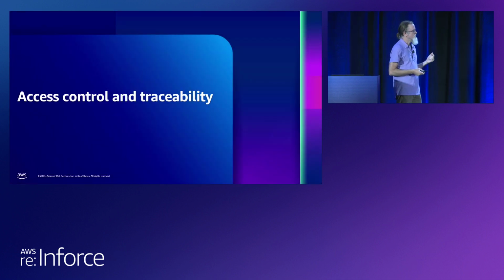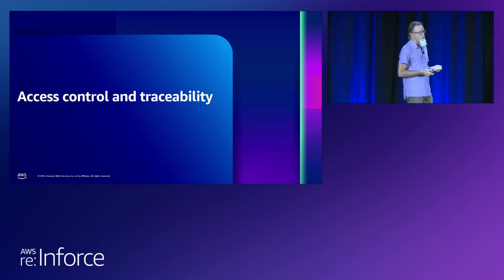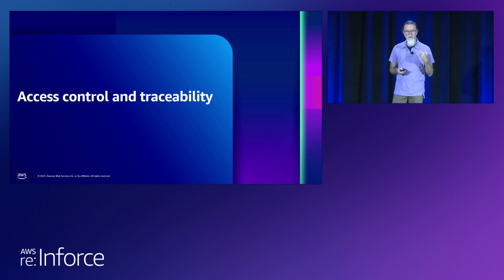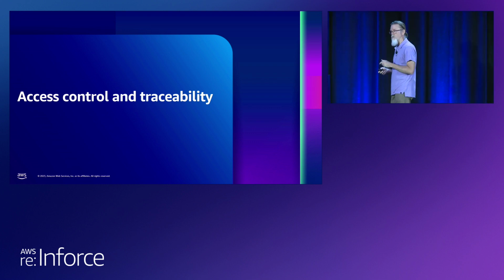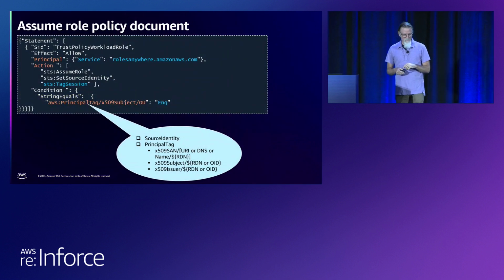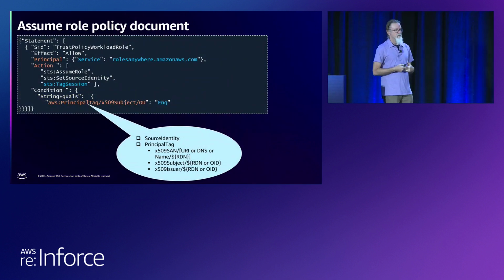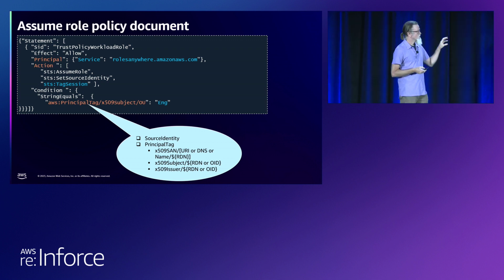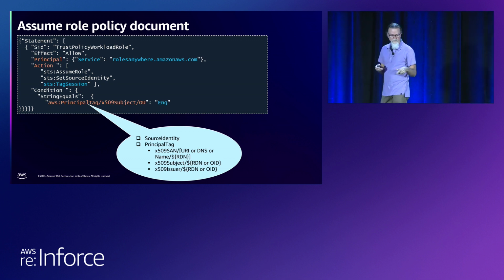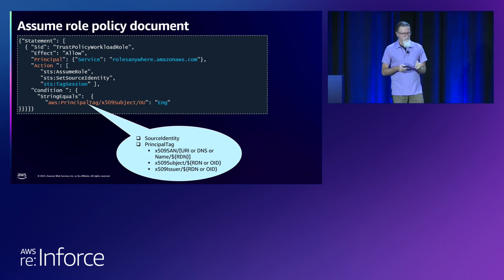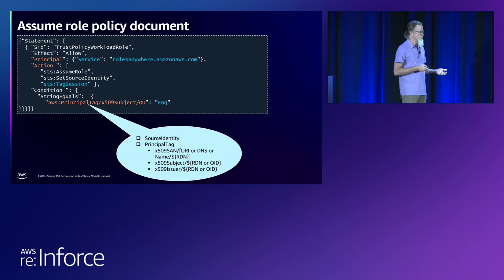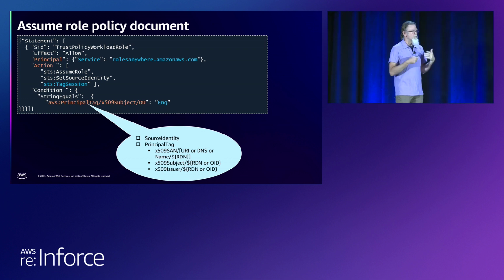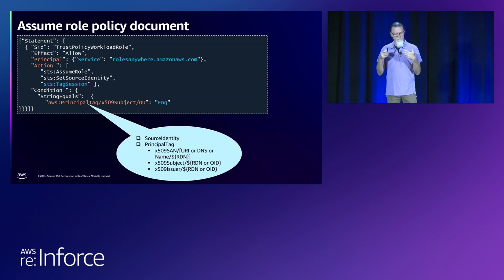And that's important because that lets you think about how you build your access controls and your observability and traceability for these workloads. So to start, you might, in the assume role policy document, decide to create conditions that are based on these attributes. In this particular case, I'm looking at the OU of the subject that's being asserted, and it will show up when the credential helper calls create session as a principal tag.